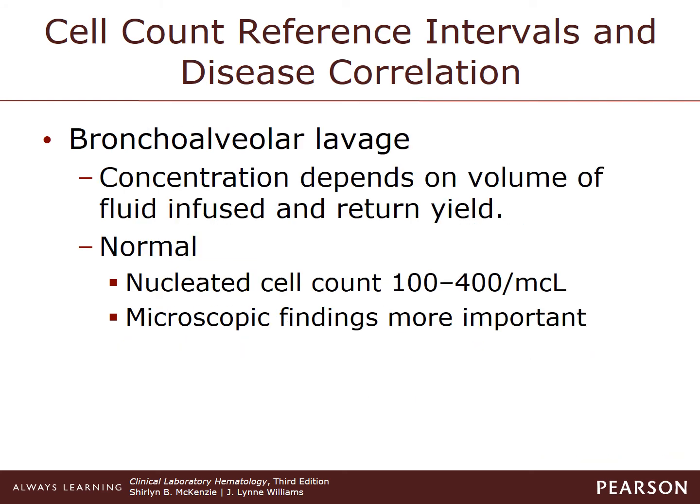As for the bronchoalveolar lavage, your concentration depends on the volume of fluid infused with the returning yield based on the procedure. So normally you have a nucleated cell count of 100 to 400 microliters, but anything microscopic is more important than the count because here we're really looking for any type of malignancy.